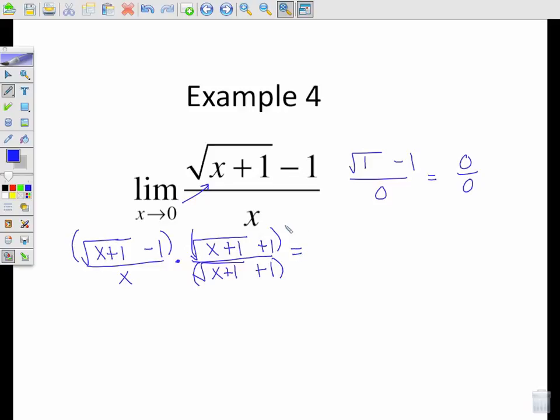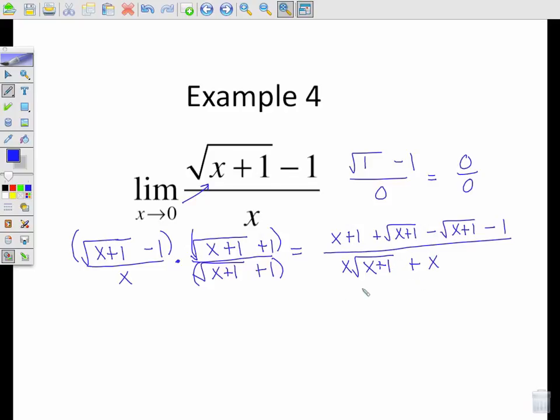My result would be, if I multiply the top here, I'd get the square root of x plus 1 times itself is x plus 1. And the square root of x plus 1 times 1 is plus the square root of x plus 1. And then this negative 1 times the square root of x plus 1 is minus. I'm just foiling right now. And then negative 1 times positive 1 is minus 1. So there's my top. On bottom, I have x times the square root of x plus 1 and plus x. I'm going to go ahead and do some simplifying here.